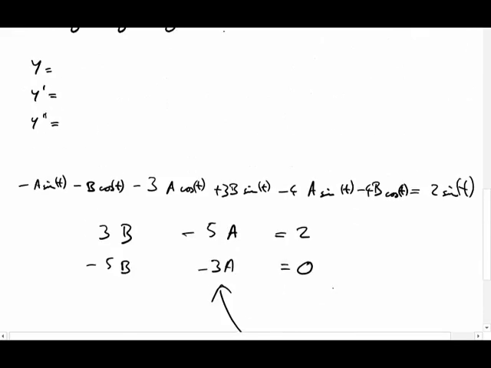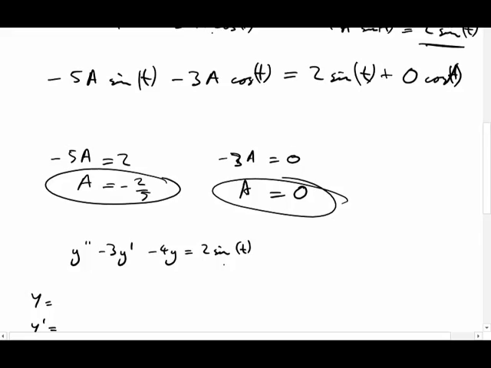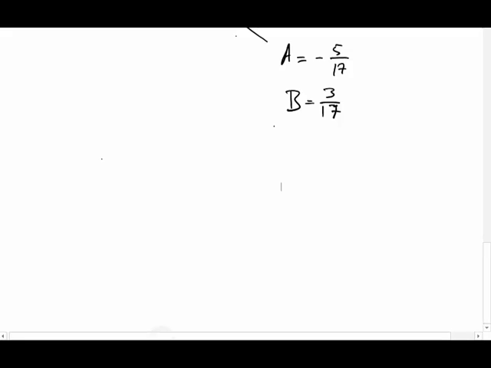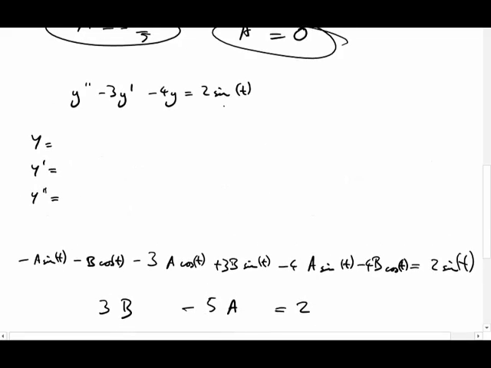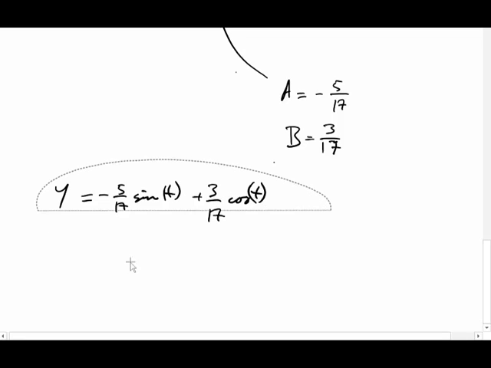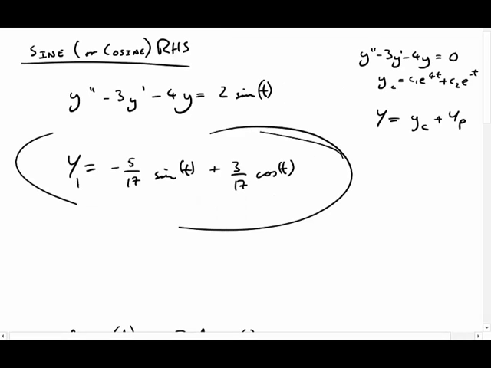So what was the original thing that I tried? Where was it? Oh, I've removed it. Okay, so the original thing which I tried was y equals a sine t plus b cos t. That's the original thing which I tried. Okay, and therefore I now know that a is equal to minus 5 over 17, and b is equal to 3 over 17. Okay, well, what does that mean in the grand scheme of things? Well, this thing now, this is the thing which I've just found. This is a particular solution.